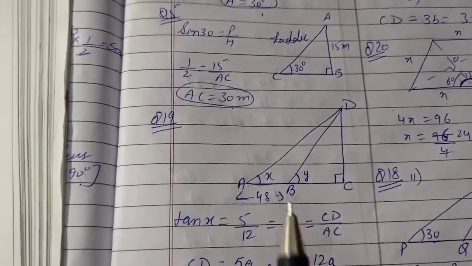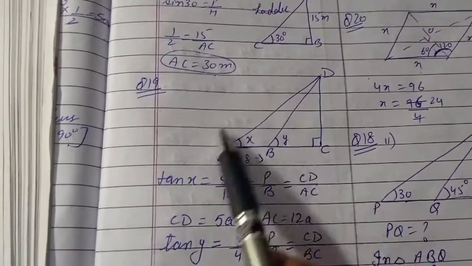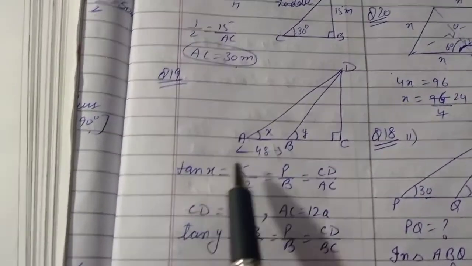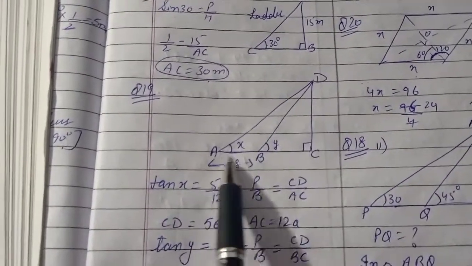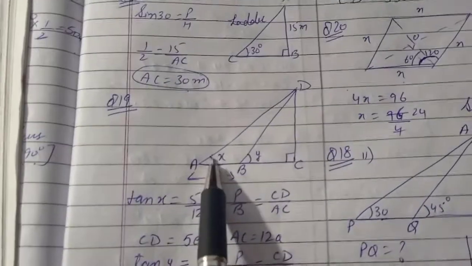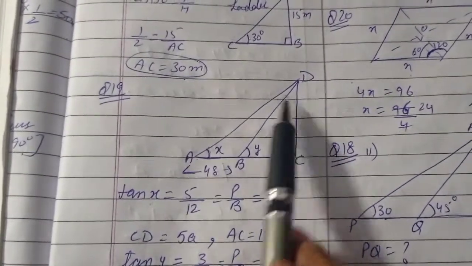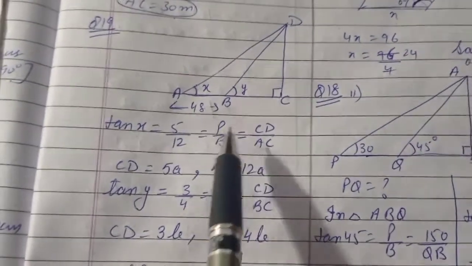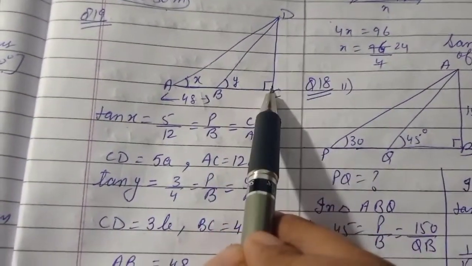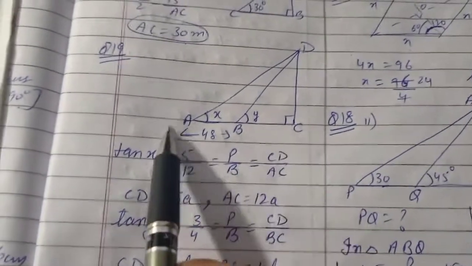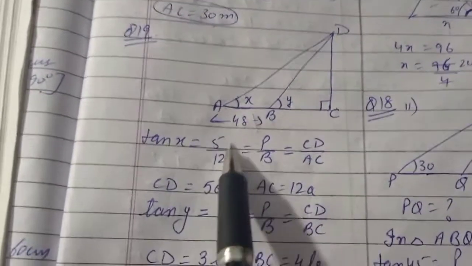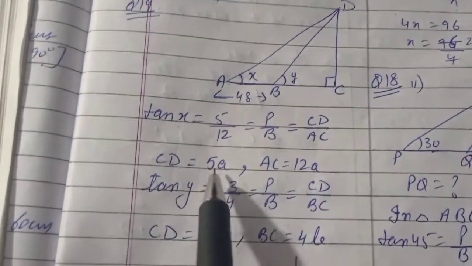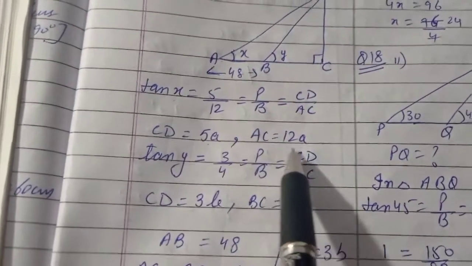19th question, a very important question. This figure is given to you, and in the first part, tan x is given. Tan x means I need to use the full triangle, because x is the angle of the full right triangle. It is 5 by 12, and tan is equal to what? P upon B. What is the perpendicular of the full triangle? CD, and the base is what? AC. Clear? As this is a ratio, this is a fixed value, so we'll be taking the ratio. CD will be equal to 5A, AC will be equal to 12A.